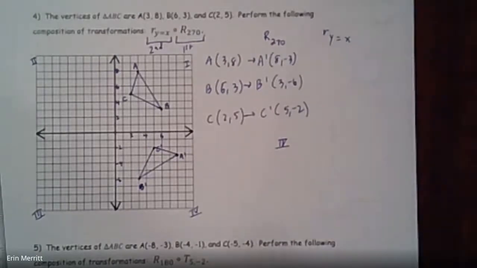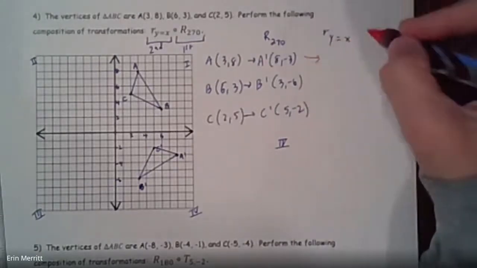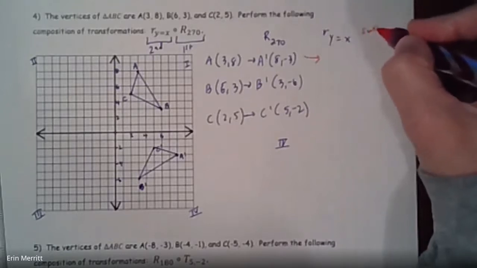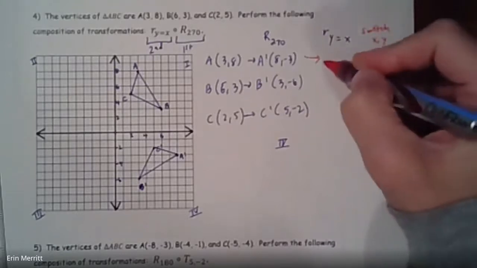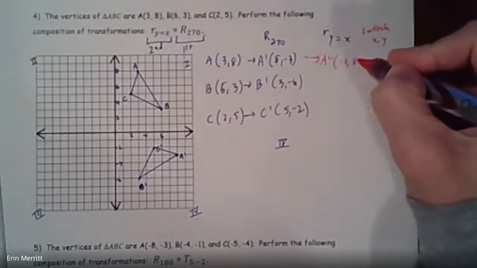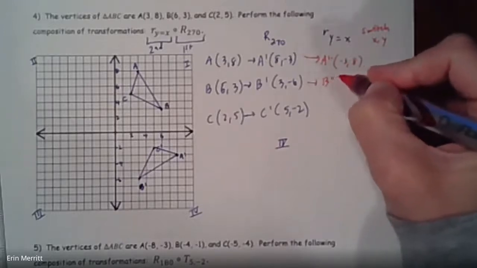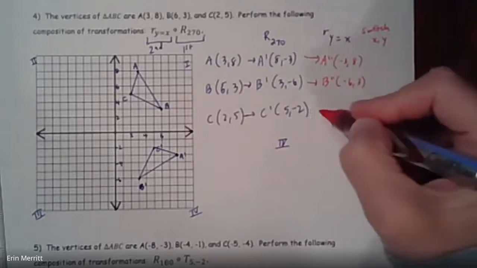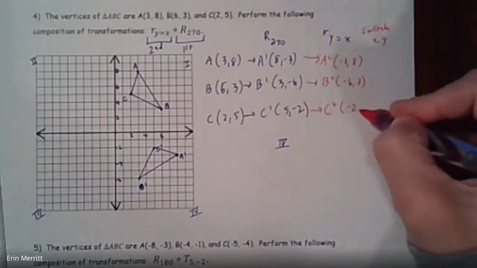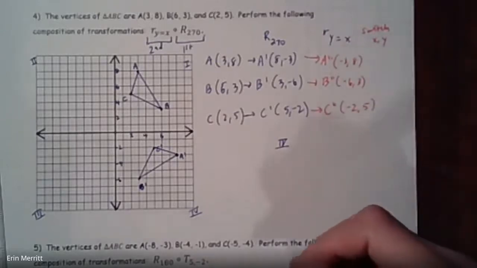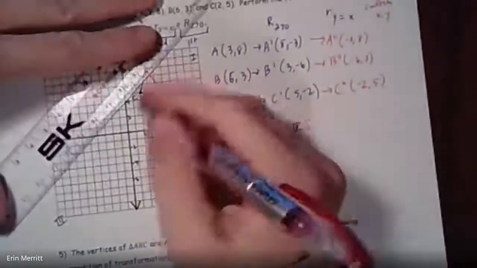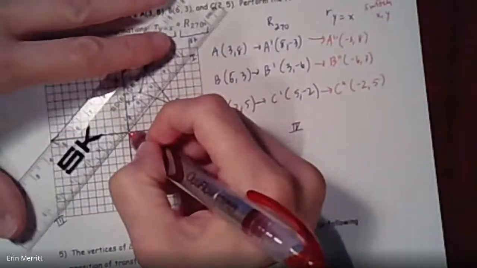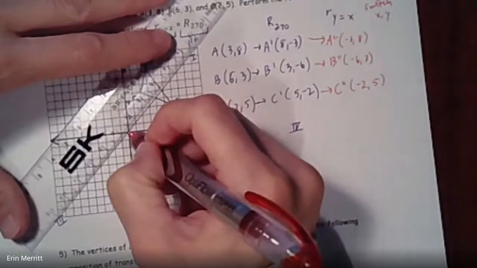All right, last one. Now let's flip it over the line y equals x, which just means you're going to switch your x and y. So A double prime should be negative 3, 8. B double prime should be negative 6, 3. And then C double prime should be negative 2, 5. All right. I'm also going to graph the line y equals x. It's going to be a little busy because there's multiple things going on in the graph here. So there's my line y equals x. This is going to go all the way across it.